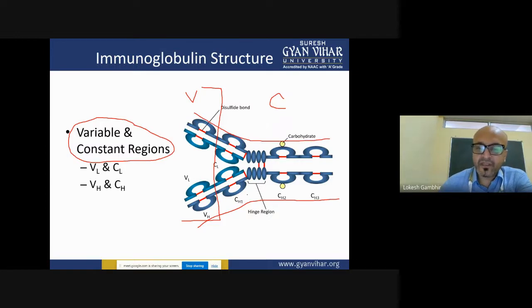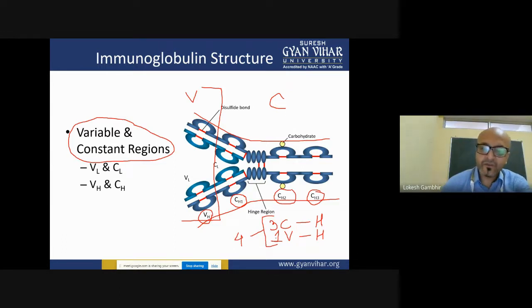So when I'm talking about the heavy chain, see, this is constant heavy region 1, second region and third region. So there are three constant regions in the heavy chain and one variable region in the heavy chain. So a heavy chain contains a total of four domains or four regions, out of which three are constant and one is variable.